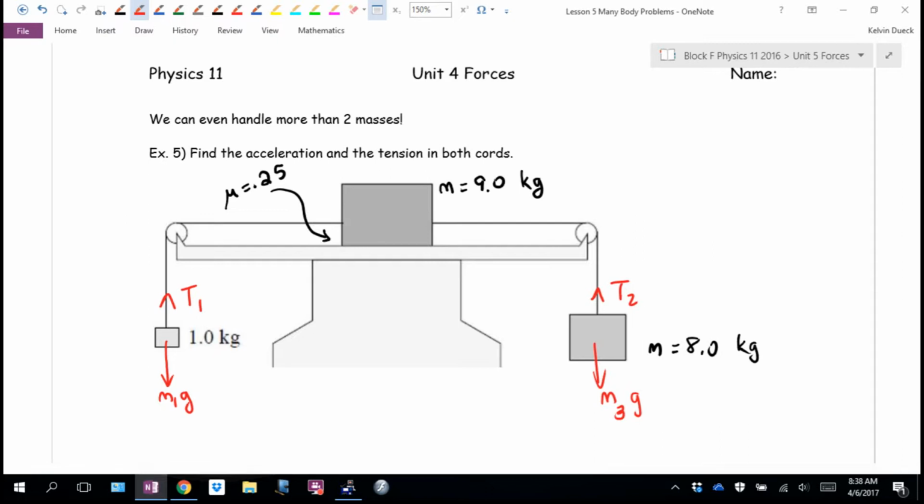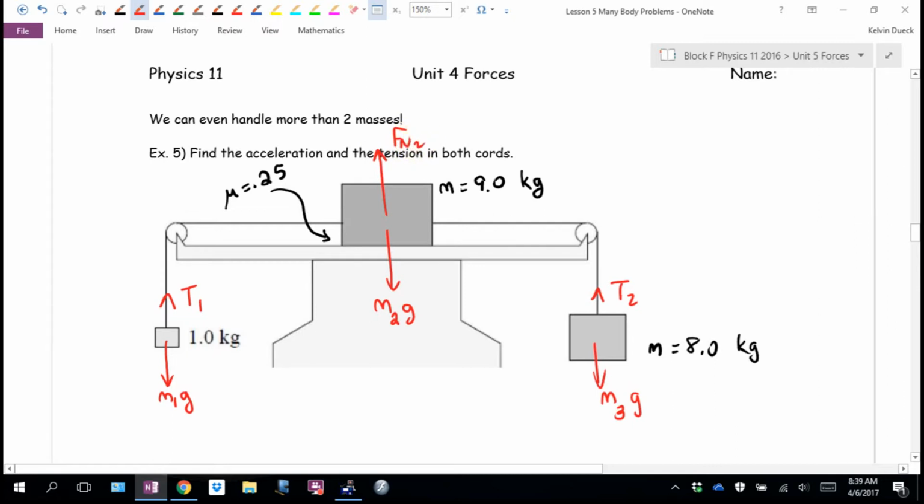Let's do the middle mass, mass 2. What are the forces acting on it? Get the obvious one. Is it on a surface? Is it sinking into the ground like quicksand? Is it flying like Superman? So there's going to be a normal force, and I'll call it normal force number 2 to go with mass number 2.